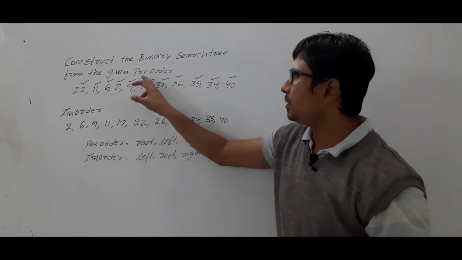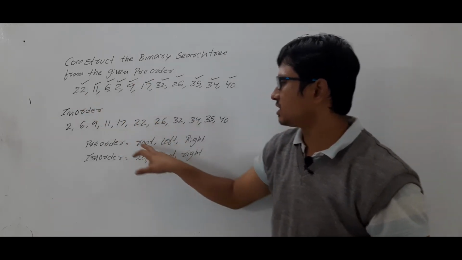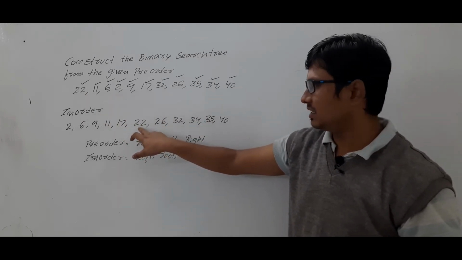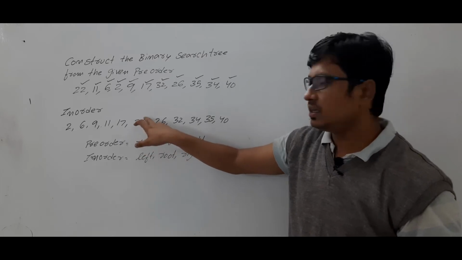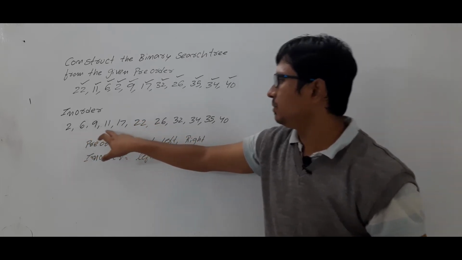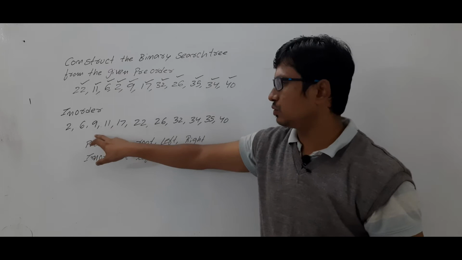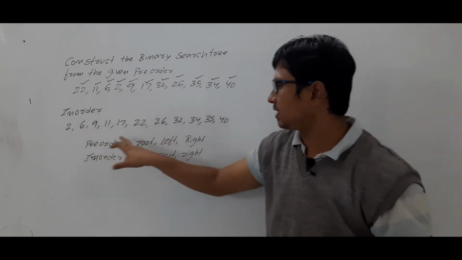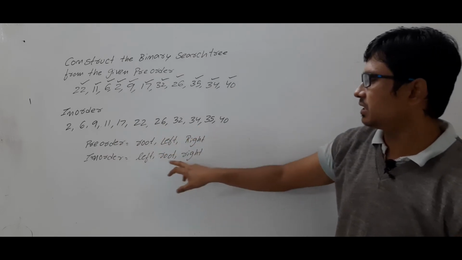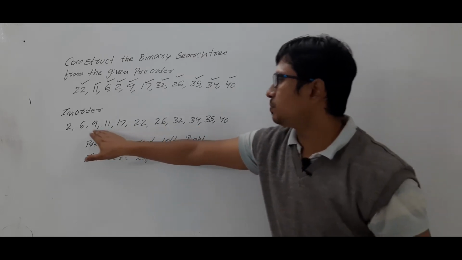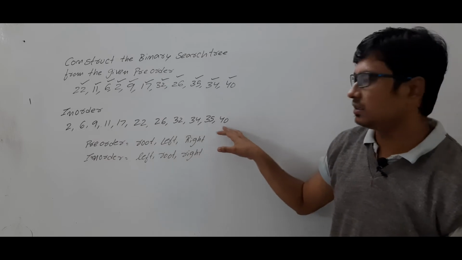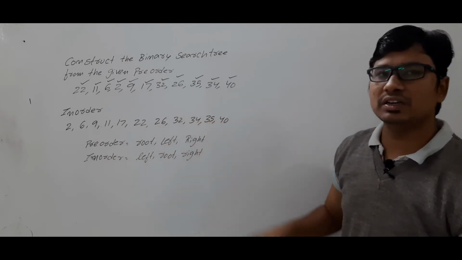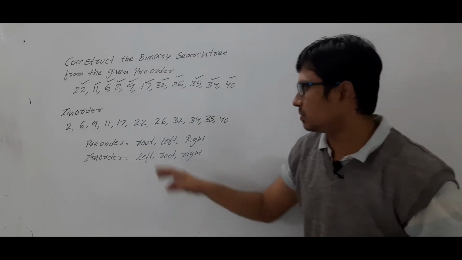Look at the pre-order. 22 is the first element, so it will be the root. Whereas in the in-order, 22 is here. So if 22 is the root, the left subtree consists of the elements which are to the left of 22. So 2, 6, 9, 11, 17 will come into the left subtree. Because the root is here, this part is the left, this part is the right. So the elements such as 26, 32, 34, 35 and 40 will fall to the right subtree.